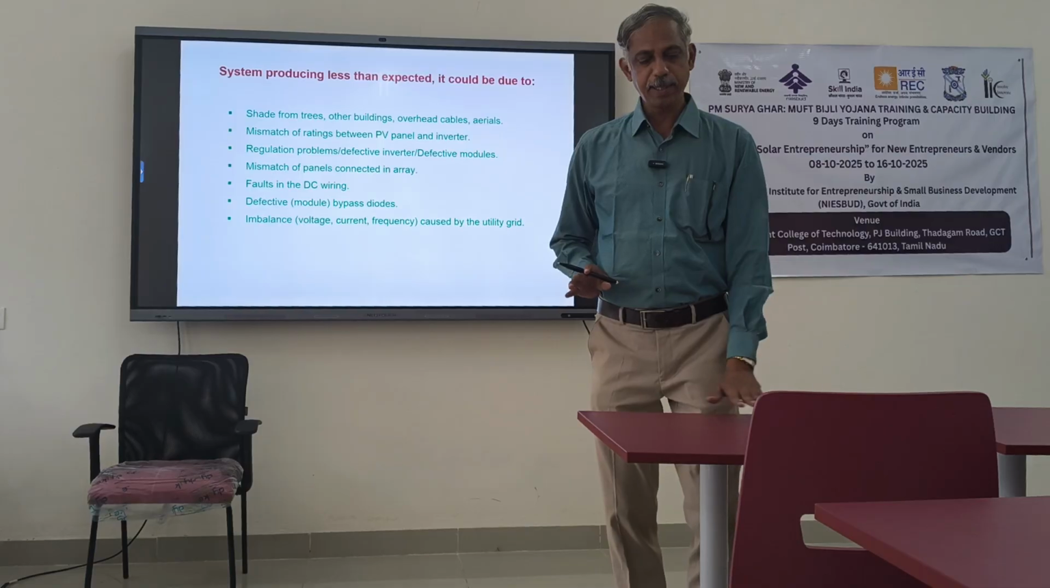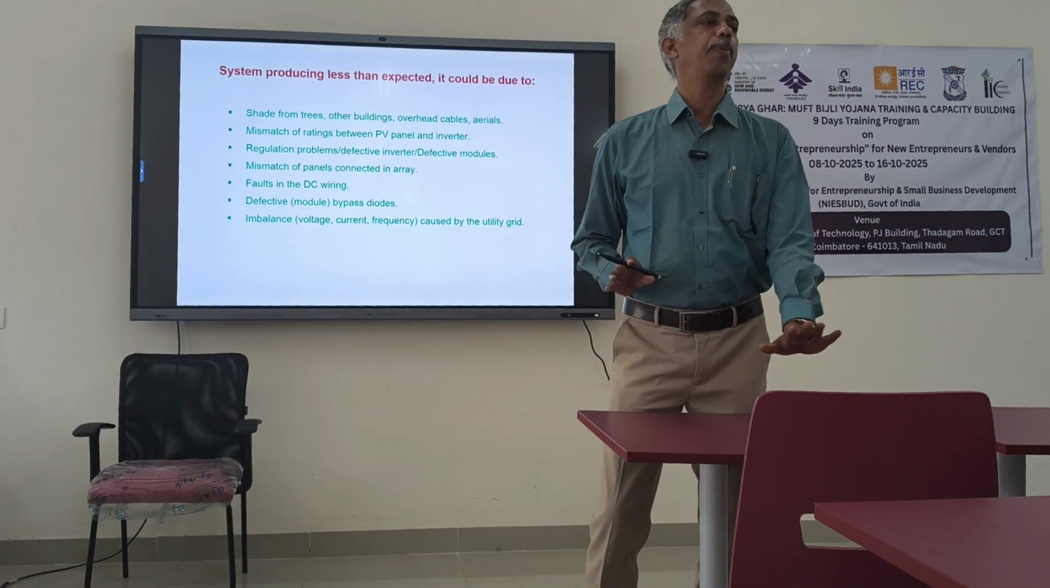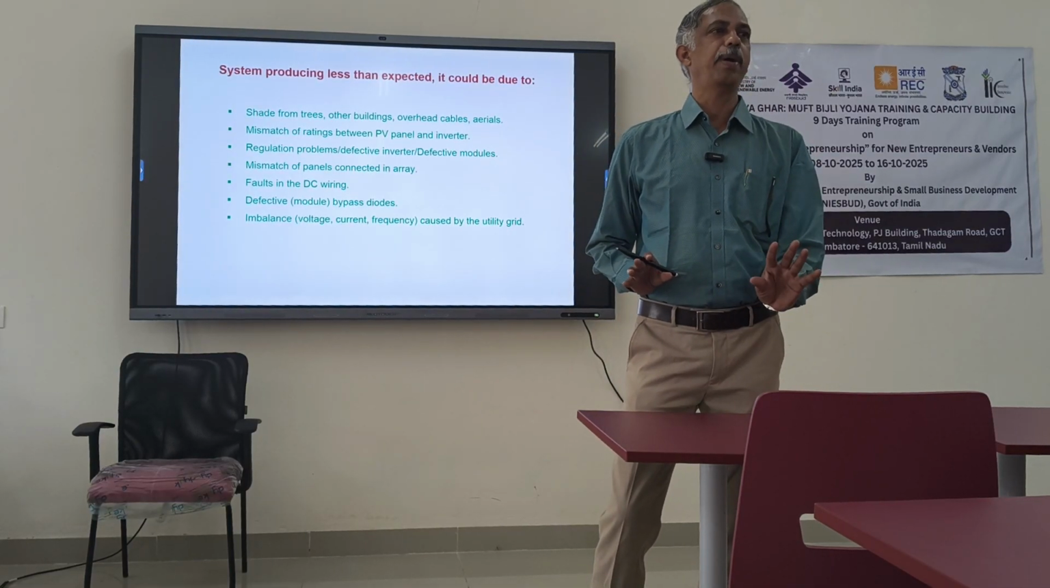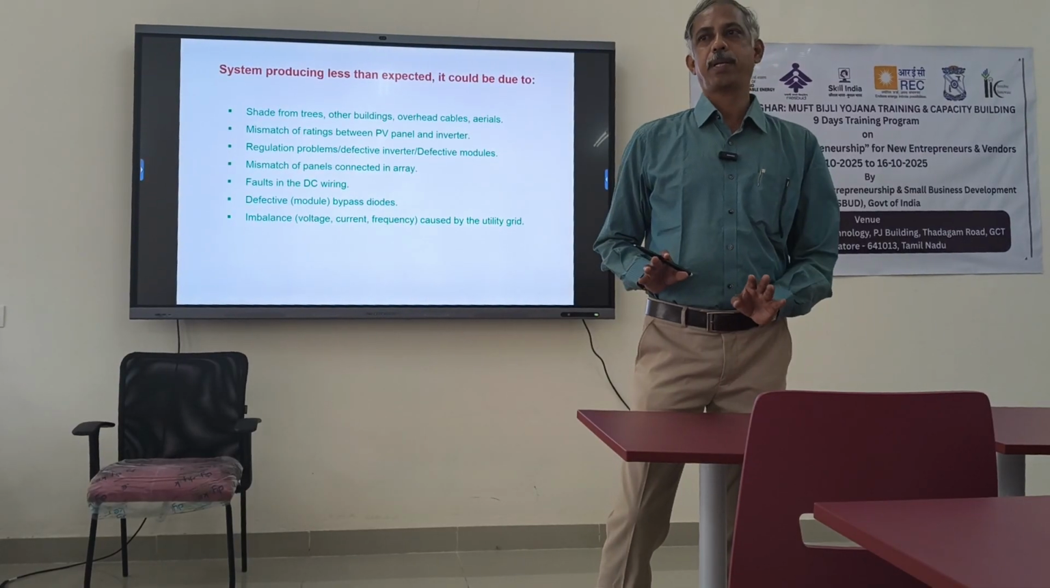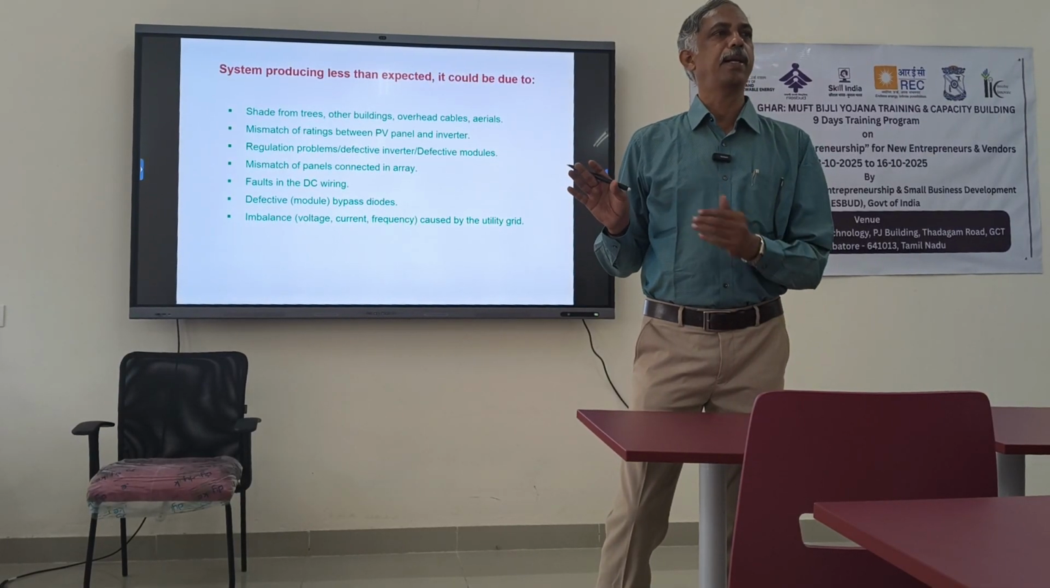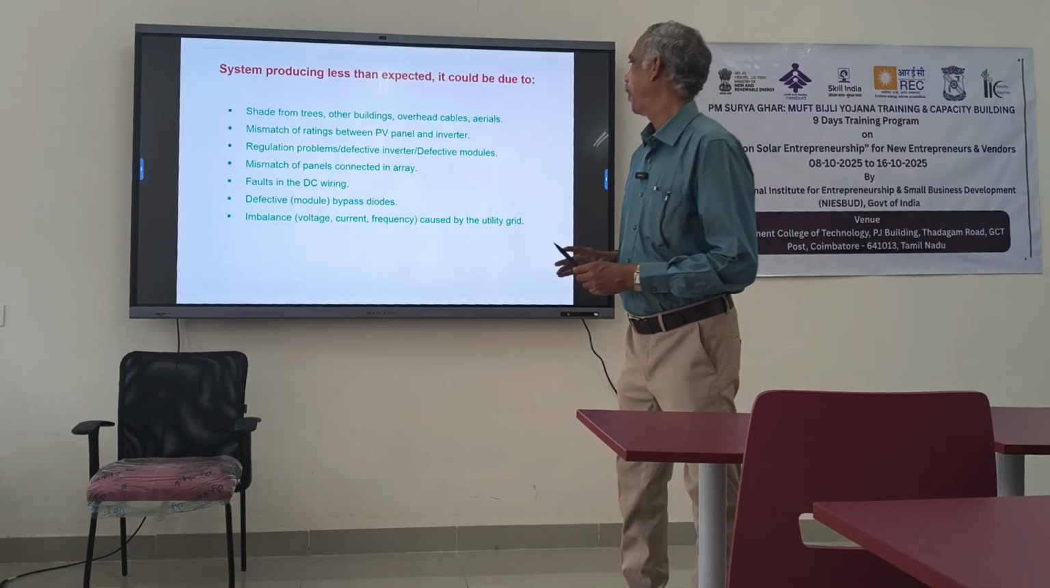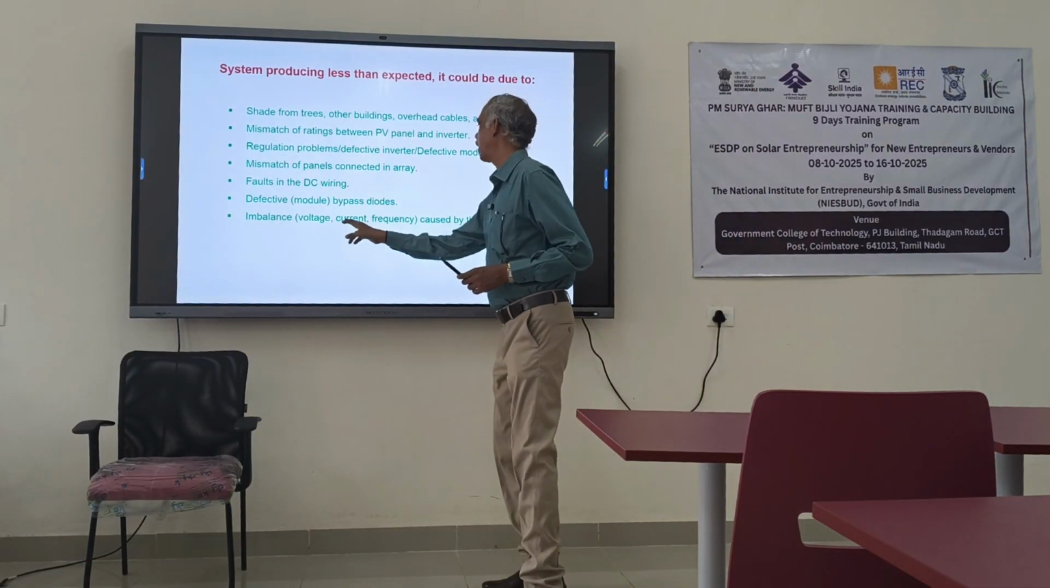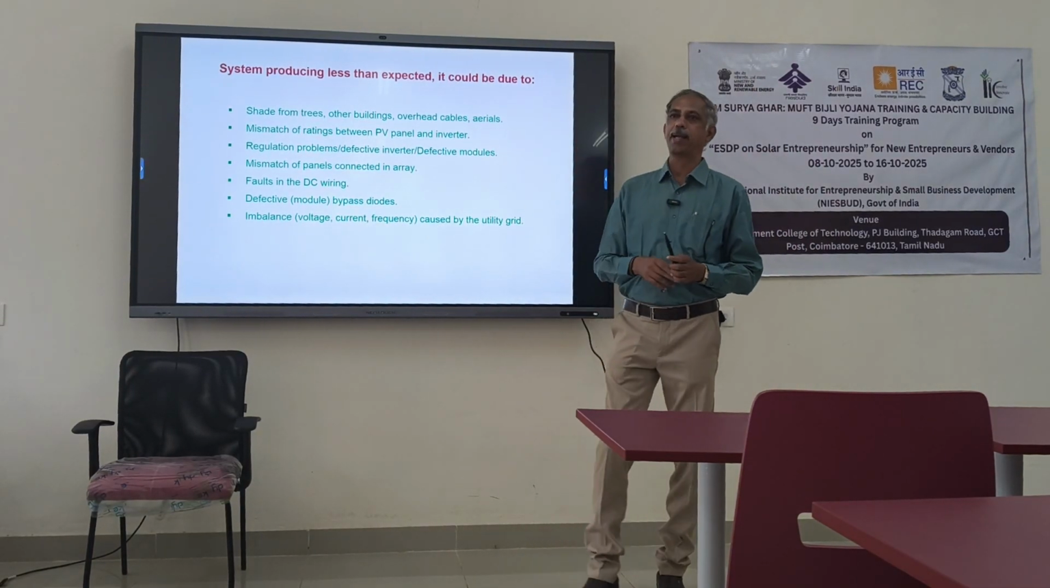Replacing this entire panel is costlier than replacing a bypass diode. So for predictive maintenance, you have to put in some bypass diodes. When you are doing the corrective action, at that time you can replace the modules. Okay, so these are some of the imbalance voltage, current, and frequency issues caused by the utility grid.